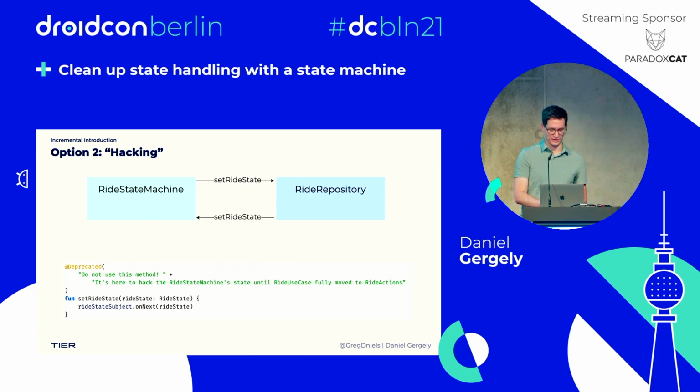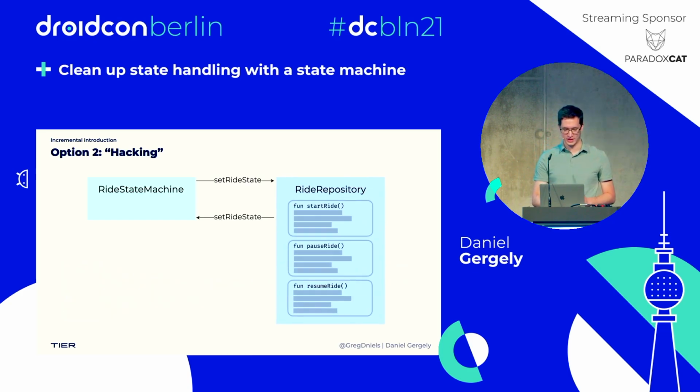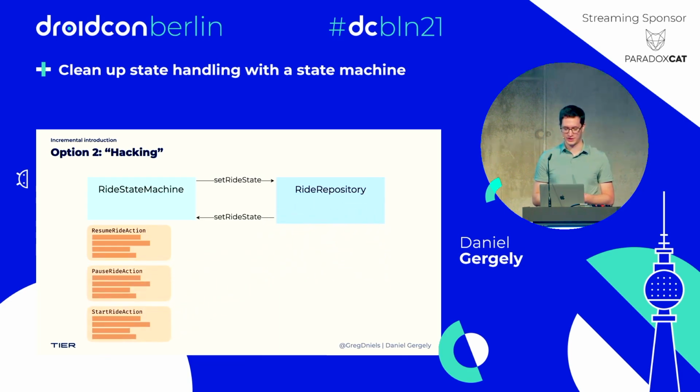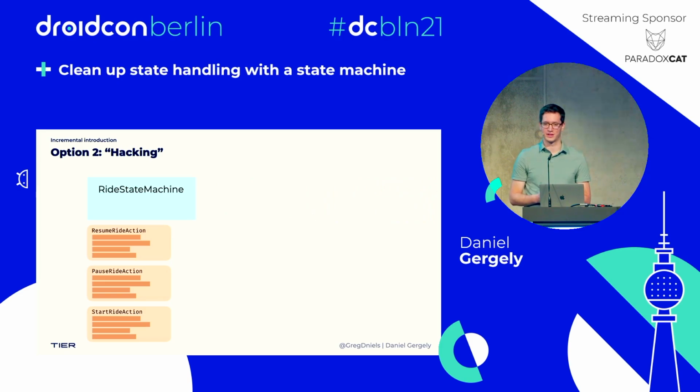And what it allowed us to do is basically to migrate these actions one by one, and it allowed us to make these intermediate steps work. And yeah, in the end, we could migrate all the actions and get rid of the old ride repository and obviously the callbacks as well. So that's how we did it.